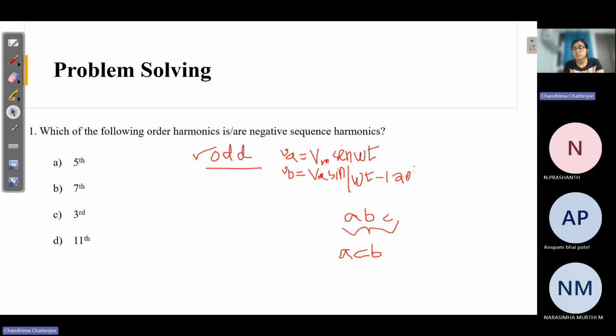120 degree. And then there will be VC, which will lead A phase by 120 degree. Or you can also write it as sine omega t minus 240 degree. That is same as sine omega t plus 120 degree, right? You can write any of the way. Omega t minus 240 degree. This is the positive sequence.